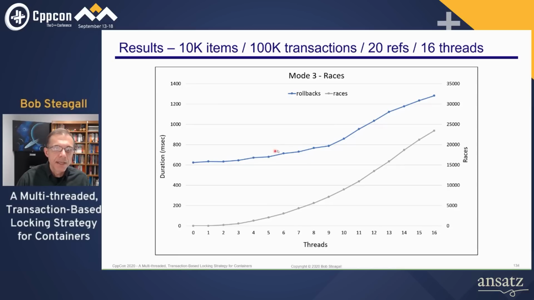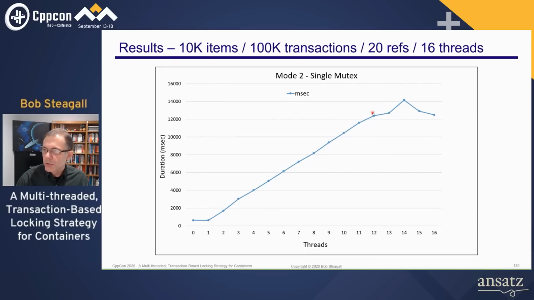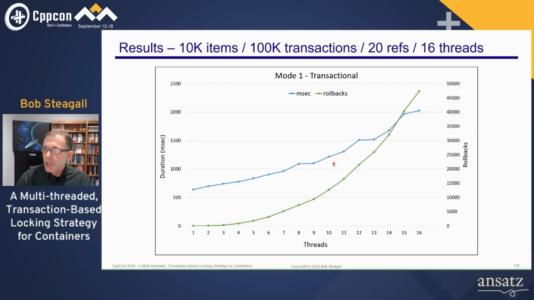And finally, the last test was 10,000 items, really trying to look for races, really pushing the limit here. And you can see it was getting a large number of races and the curve starts to smooth out. Single mutex for 10,000 items. The behavior is a little better here at the end, but I still don't understand it. And finally, the transactional case. And in this case, the number of rollbacks is very high. The probability of collision and rollback is very high.